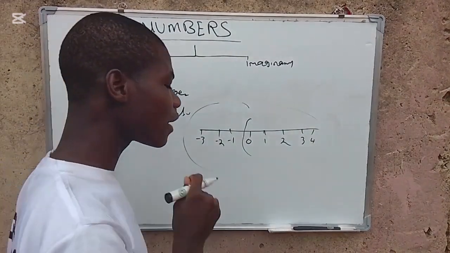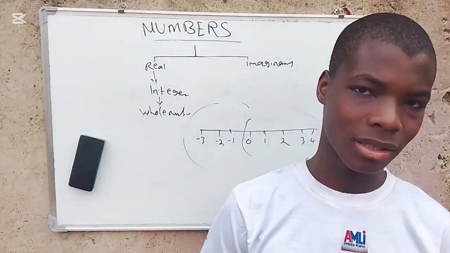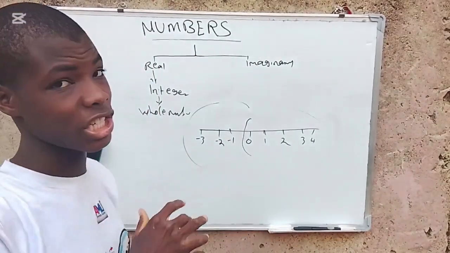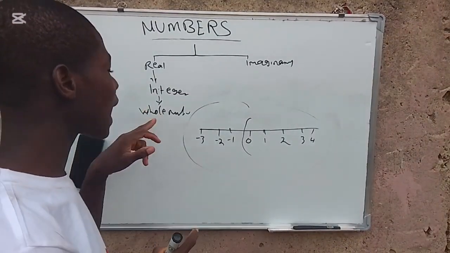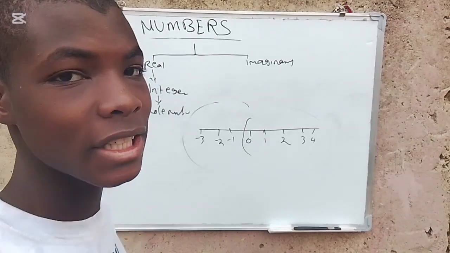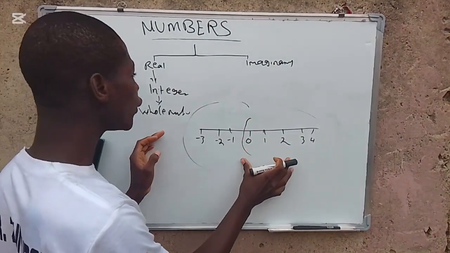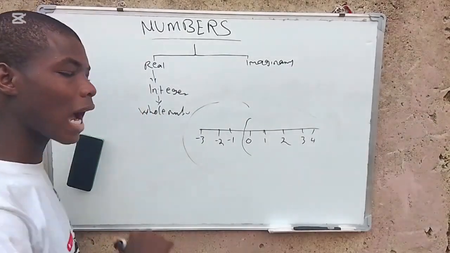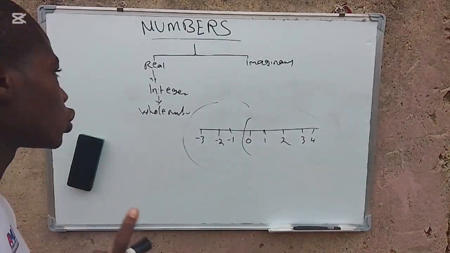But the negative and positive numbers are the integers. Therefore, whole numbers are a subset of integers, because all whole numbers are integers, but not all integers are whole numbers. You have to take note of that.